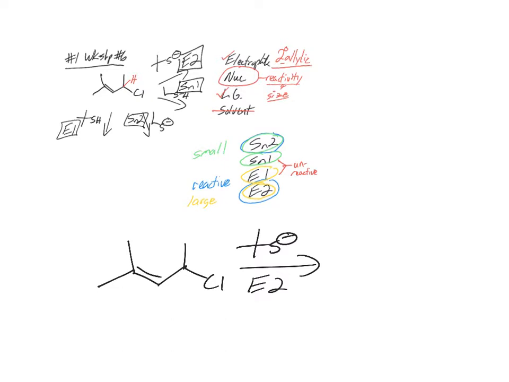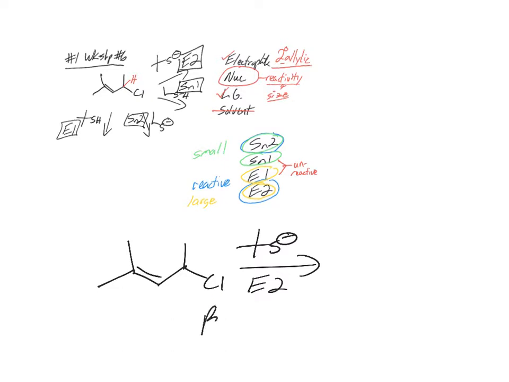We need things to be anti-periplanar. Now, it's not going to be an issue here, because if we identify our beta hydrogens, we'll see it's not an issue. But the first thing you should do in any elimination reaction, right? In E1, once you form a carbocation, you think about rearrangements. And in an E2 reaction, you need to find your beta hydrogens.